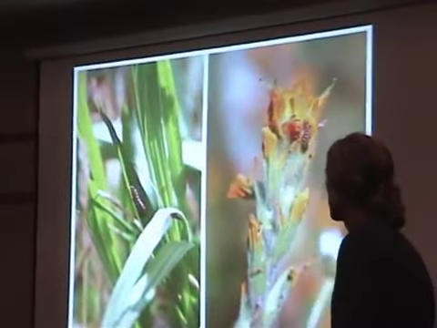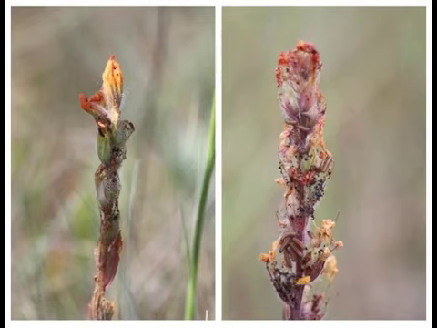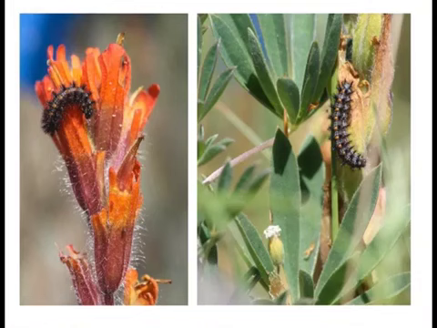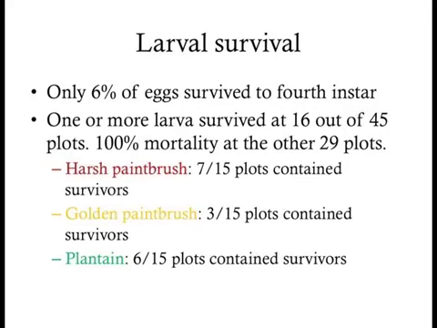So here's what they look like out on their plants. And they really make messes in the Castilleja, which is fun to watch. And when they get towards fourth instar, they're a little bigger and more photogenic. And here's what we found. Only 6% of those eggs made it to fourth instar.